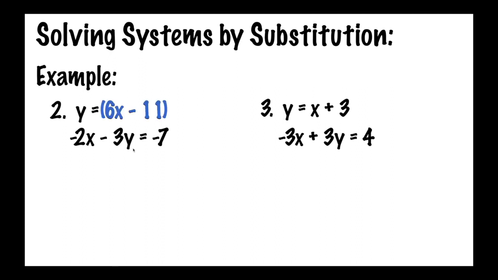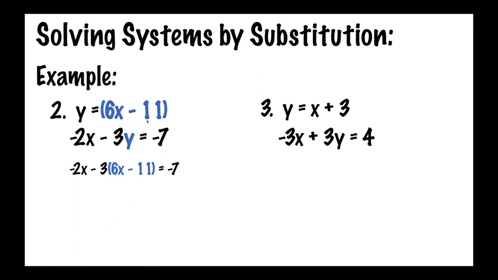Now in number 2, we're taking 6x minus 11, and we're going to plug that in for y in the other equation. Again, we want to make sure that we're plugging that in parentheses. It's going to become negative 2x minus 3, and then again, we're not writing that y. We can't solve it if we have both the x and the y in this equation here.